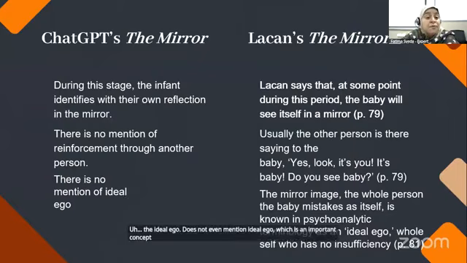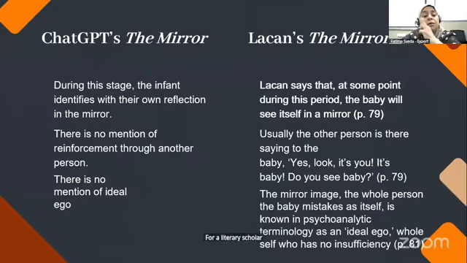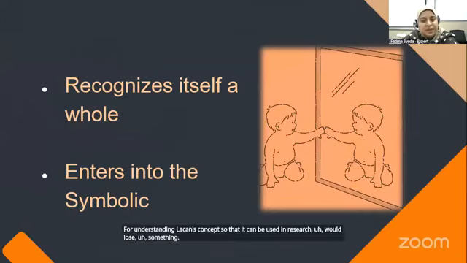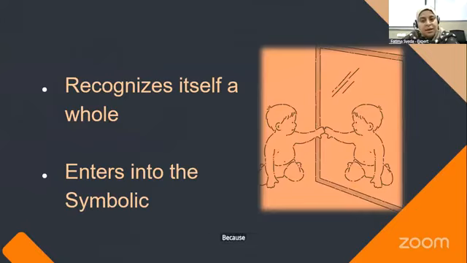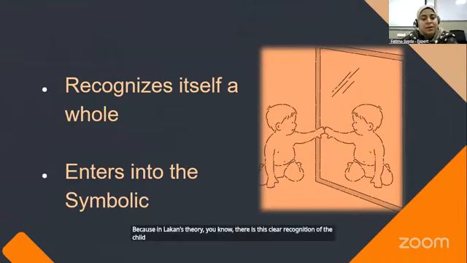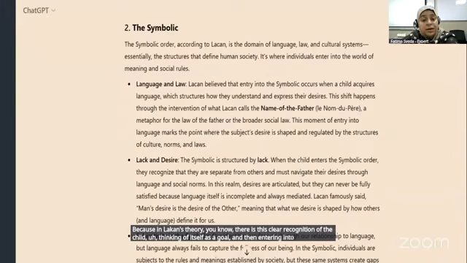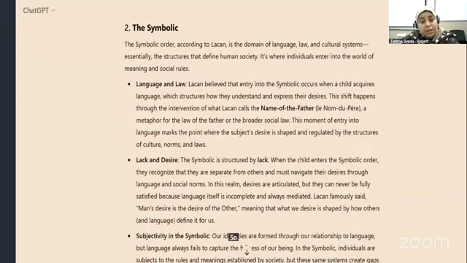So a literary scholar who relies only upon ChatGPT for understanding Lacan's concepts, so that they can be used in research, would lose something. Because in Lacan's theory, there is a clear recognition of the child thinking of itself as a whole and then entering into the symbolic. So the last point of Lacan's, the symbolic, this is generated by ChatGPT.